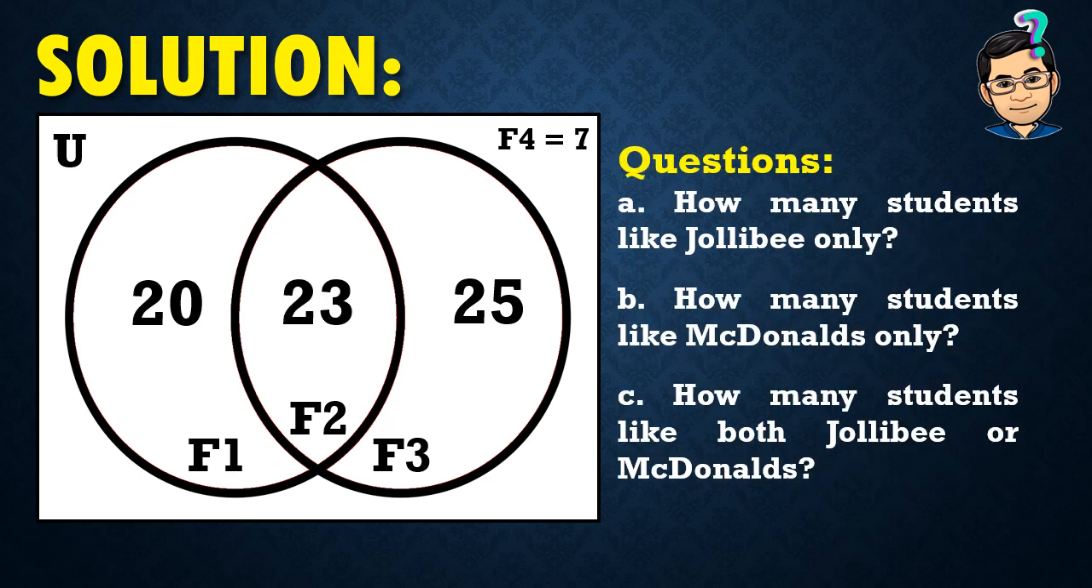Now, to answer the questions, how many students like Jollibee only? The answer is 20. How many students like McDonald's only? 25. And then, how many students like both Jollibee and McDonald's? That is 23. Again, if they will be asking you, how many students like Jollibee? Wala yung word na only, we will add 20 and then 23. That is 43. Kapag naman, how many students like McDonald's? 23 plus 25, that is 48.